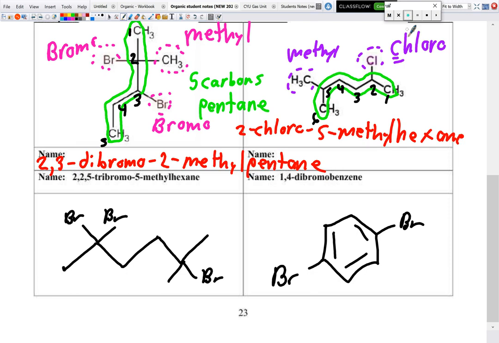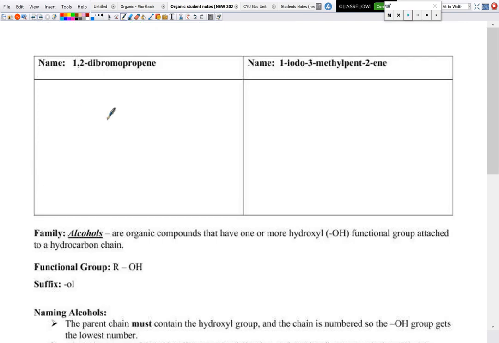And these are our answers. So we got our 2,2,5-tribromo-5-methylhexane right here, and our 1,4-dibromobenzene here. So hopefully you have something that looks similar to those. Now we have 2 more on this page right here, so you will notice that we are going to jump into a little different where we have our propene. So we have an alkene right here, and then of course we also have a 1-iodo-3-methylpentene. So same thing, try to draw these on your own, and the answers are going to go up in 3 seconds.